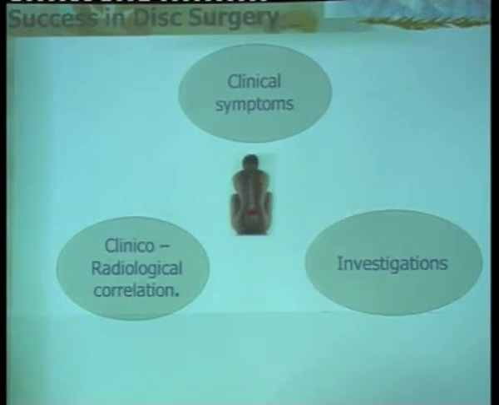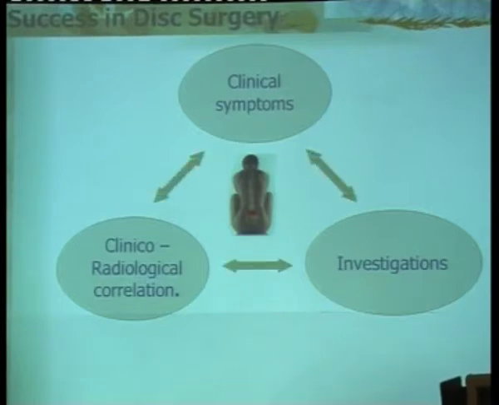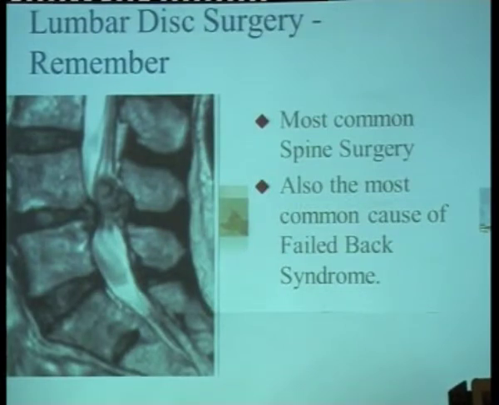So the last slide is, if you have to have success in this surgery, please remember that you have to have McNab's triad right. The clinical symptoms must be there, radiculopathy more than back pain. Investigations must show a good disc, and there should be a clinical radiological correlation of the side and site of pain. Now, although it is the most common surgery, it is also the most common cause for failed back syndrome. Literature shows up to 20% of poor results, patient dissatisfaction, and 18% of reoperations. So we need to take this very carefully. Thank you very much.